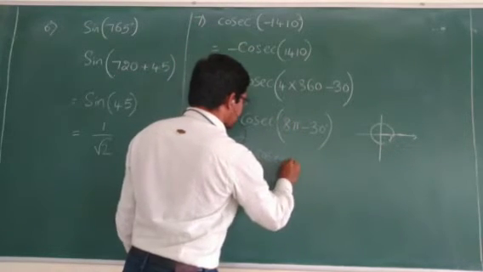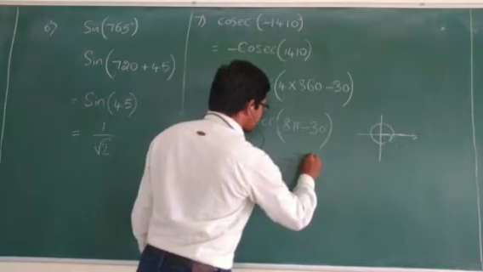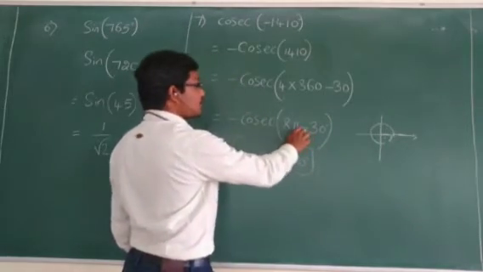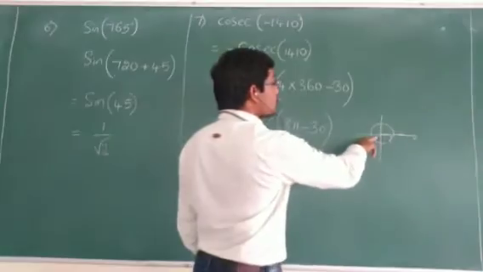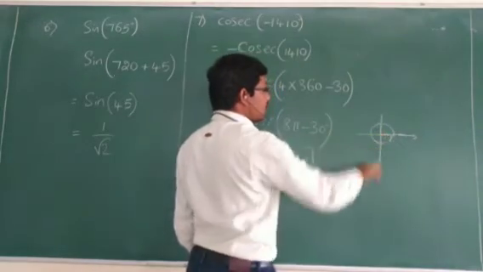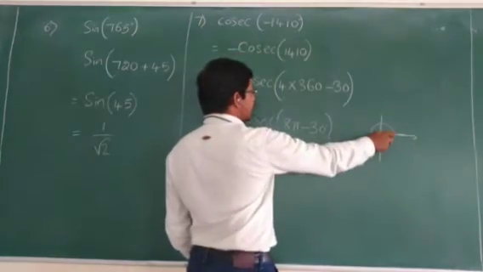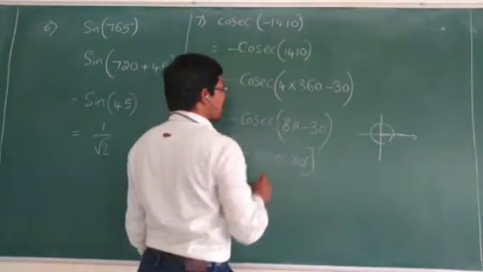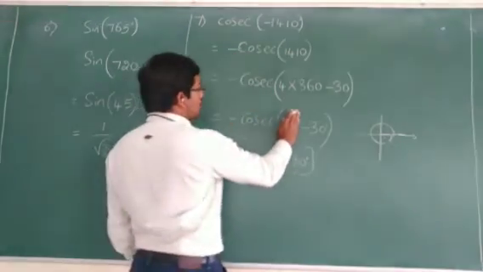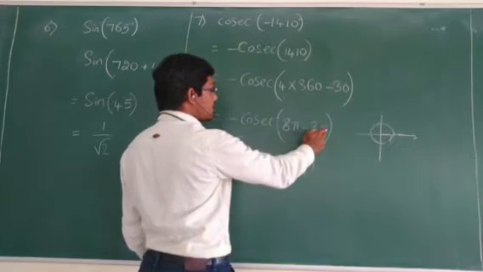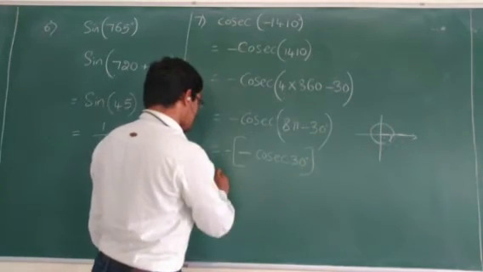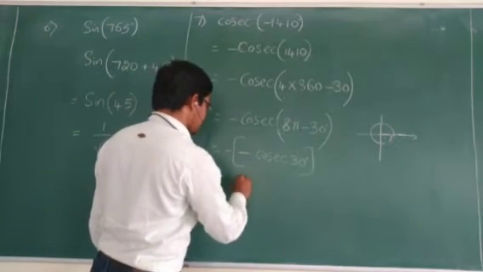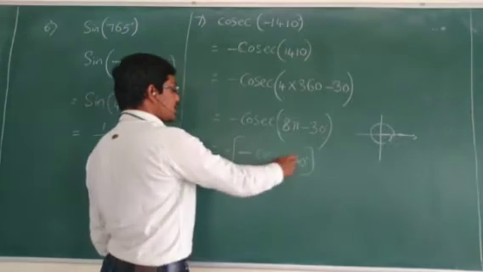So again cosecant we keep only 30. Don't worry about this minus. That minus is to find in which quadrant we are getting. So we are getting in the fourth quadrant. Now we know 8 pi means they make complete revolutions. So we remove that. We take only the remaining 30. So this is minus into minus plus cosecant 30.